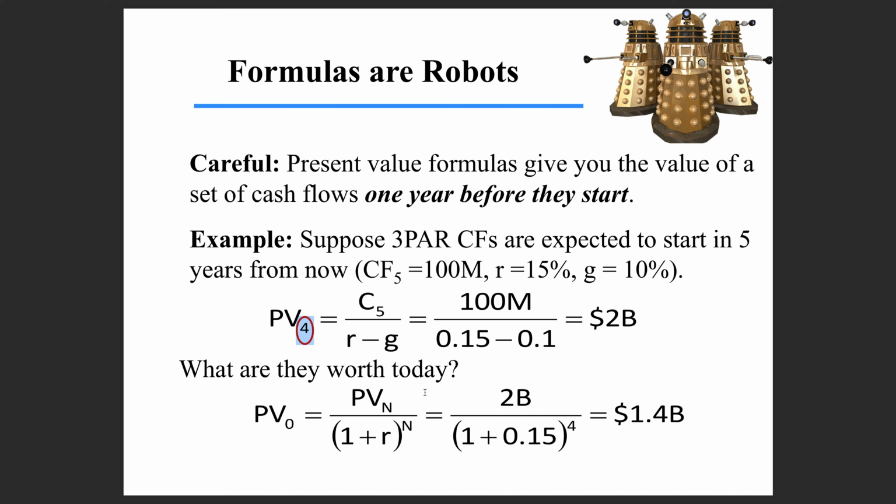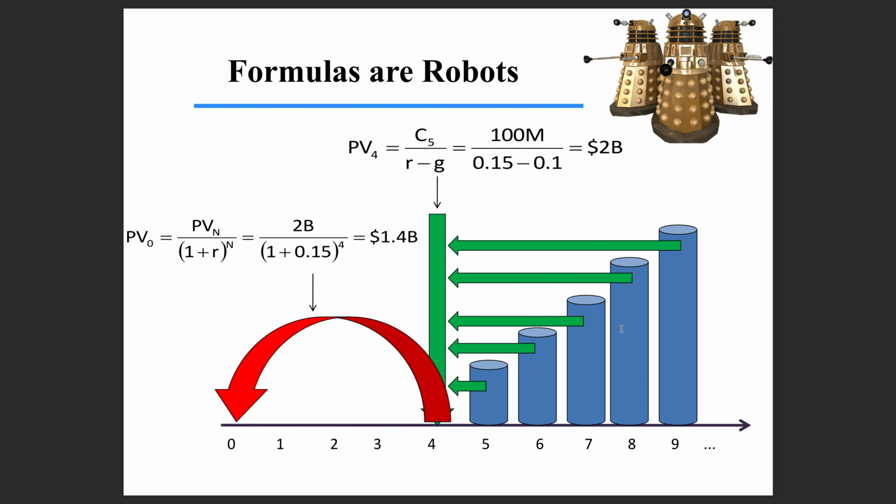So we will discount by 1 plus r, 1.15, raised to the power 4. In our example, 3 par will be worth now $1.4 billion. And that value was calculated using two-step procedure. First, we applied growing perpetuity formula to find present value at time 4. And then we took present value at time 4 and discounted this value from time 4 to time 0 using our regular discount factor approach. And then I need to take this result and discount time 4 present value to time 0.